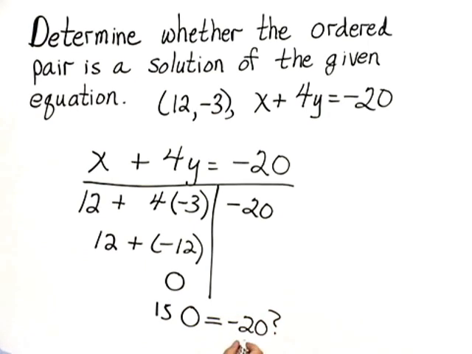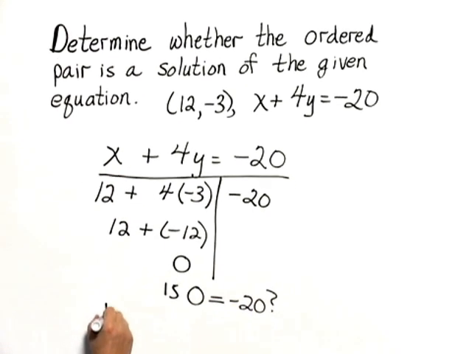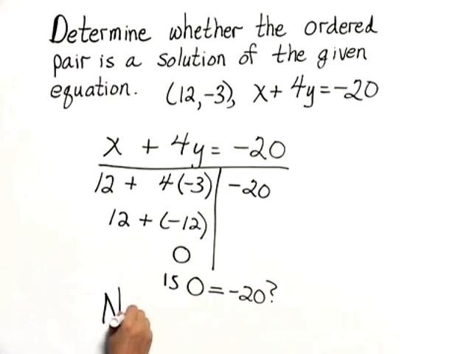Well, no, that's not true. 0 equals negative 20 is a false statement. So we would simply write that the ordered pair is not a solution of the given equation, or we can just say no.